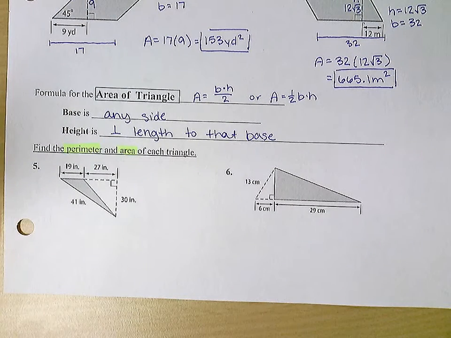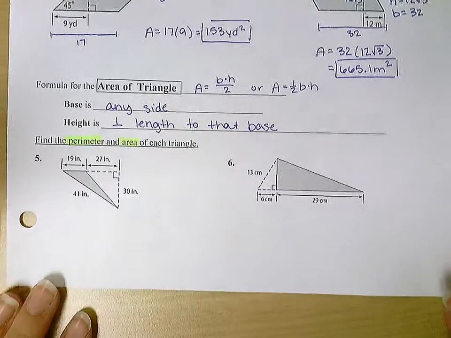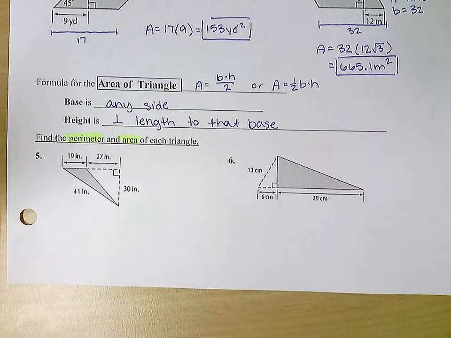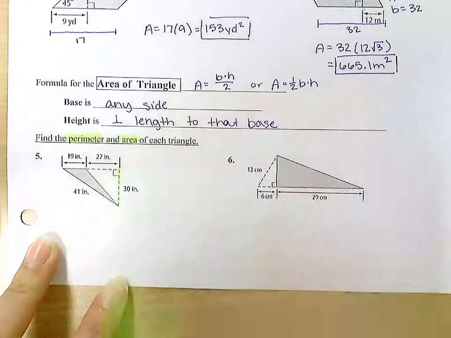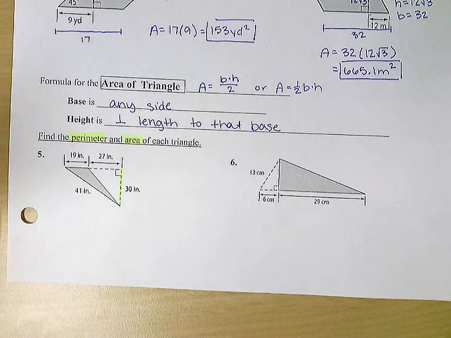Okay, so number 5, again, my first step that I do is locate the height of the triangle. So I locate that perpendicular distance. So in this case, this would be my height. That 30 inches is the height.